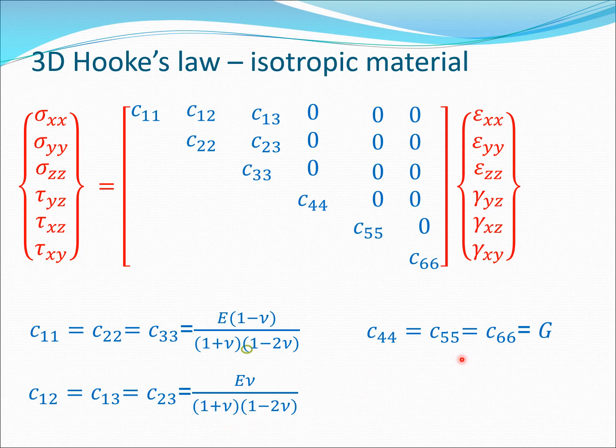Now C44, C55 and C66 are simply the shear modulus G. So these three cases are very straightforward because there is no Poisson ratio type of term involved here. The Poisson ratio only relates the normal stresses and the normal strains, and as far as the relationship between the shear stress and the shear strain is concerned, for the isotropic material it's a very simple relationship, and these relationships are given by these diagonal values C44, C55 and C66, which are equal to G.